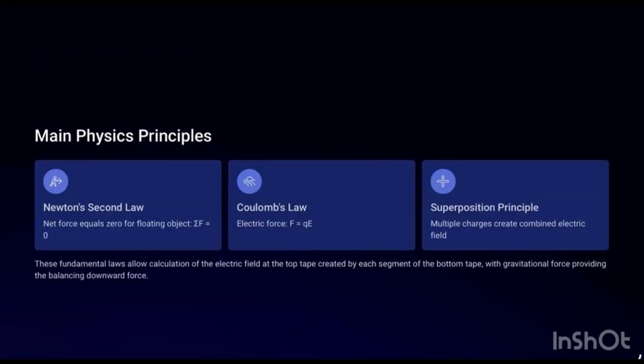The main physics ideas in the lab are Coulomb's law, which describes the electric force between two charges, and we're using it to calculate how the bottom tape pushes the top tape upward. We're also using Newton's second law, which states that force equals mass times acceleration. Here, we're using it since the top tape is in equilibrium, so the net force has to be zero. And we are also using the superposition principle, since multiple charges create the combined electric field on the charged tape.